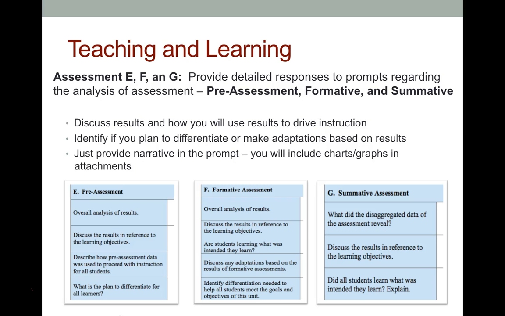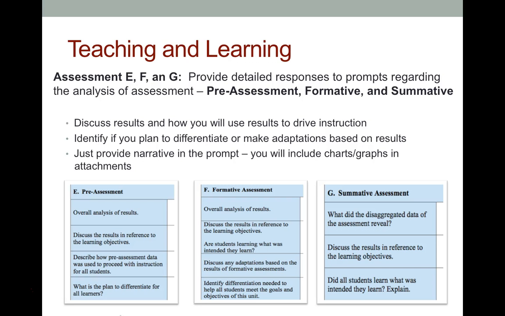And then in E, F, and G sections, they're going to ask you about your pre-assessment, your formative assessments, and then your summative assessments. They're asking you to discuss the results and how you use these results to change the behavior. For example, in the pre-assessment, when you diagnose what they knew, first tell us what the analysis of the results were, and then show what objectives they kind of knew or didn't know, reference it to the learning objectives, and give us an idea of how you use that data to change or construct the rest of your lessons.